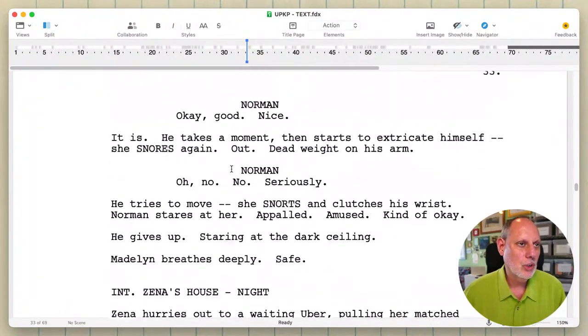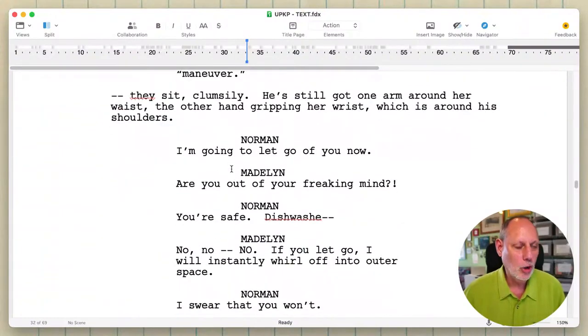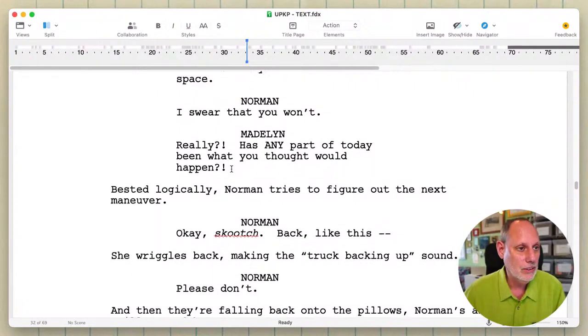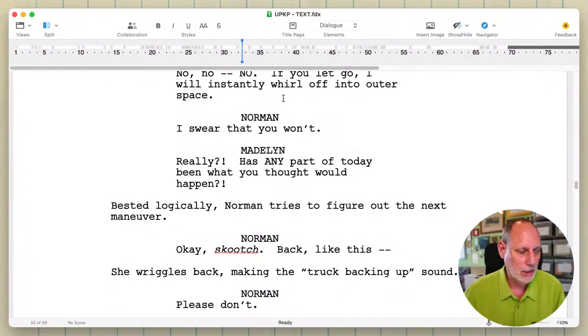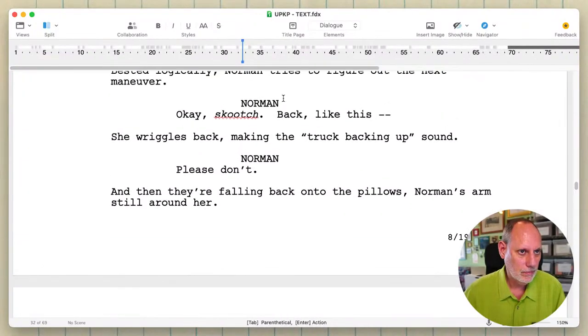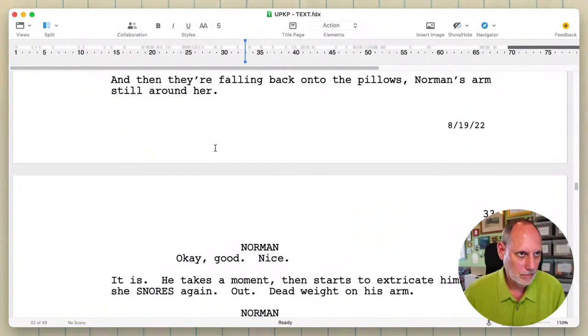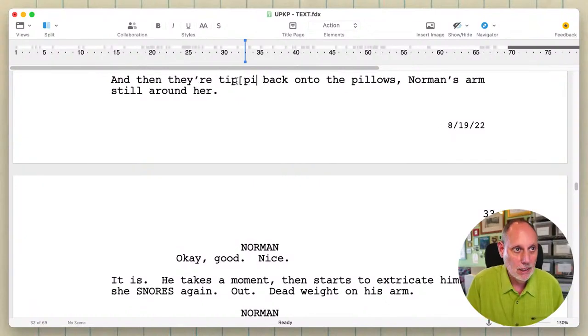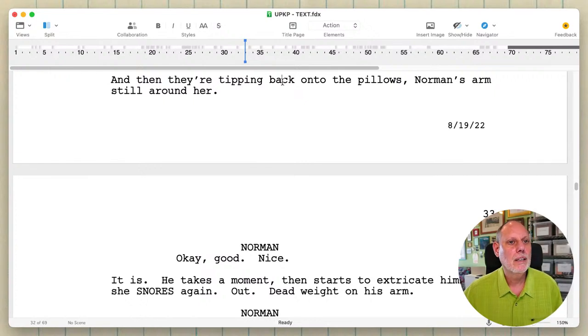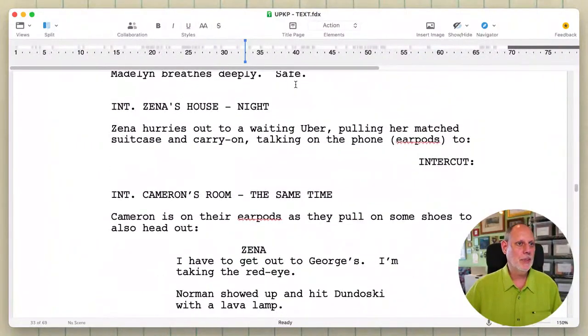Okay. So this scene is done. And I wasn't changing the dialogue at all. The dialogue was right, except for that whirling, go whirling. Falling bothers me. Tipping. Okay, that's good. That's good. We did it. Matching.